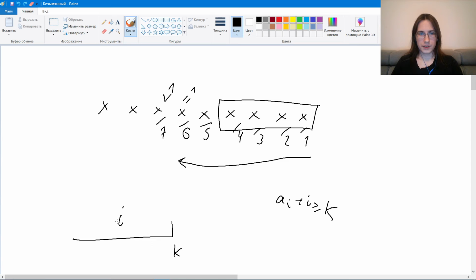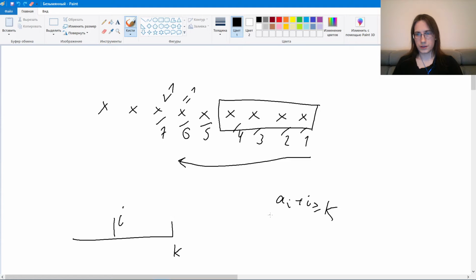And when we find such i, the answer is just k minus i, because we take everything on the semi-interval from i to k non-inclusively. k is the size of the prefix, so if we enumerate from 0, k is a non-inclusive right border. So the size of the suffix is k minus i. So the cost of our prefix is k minus i.